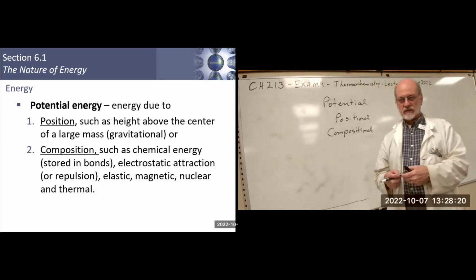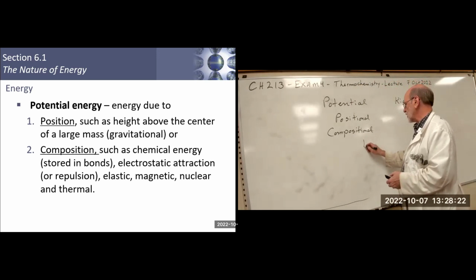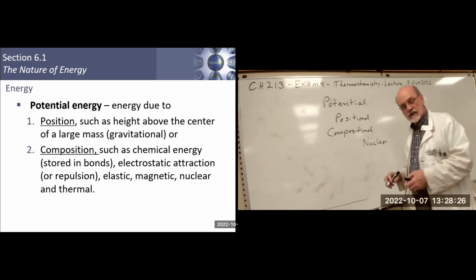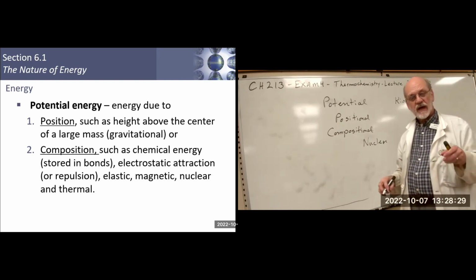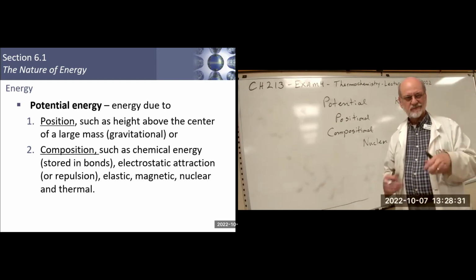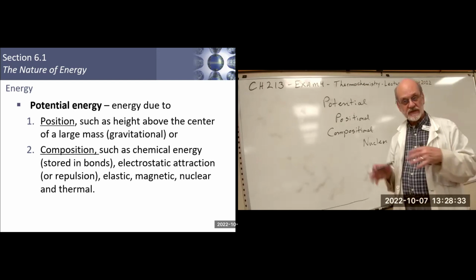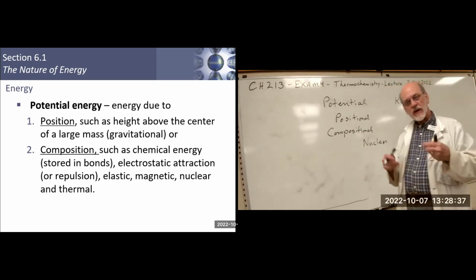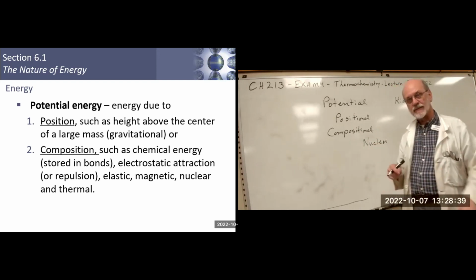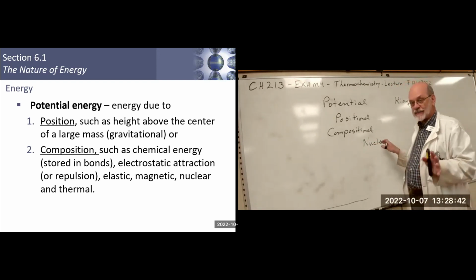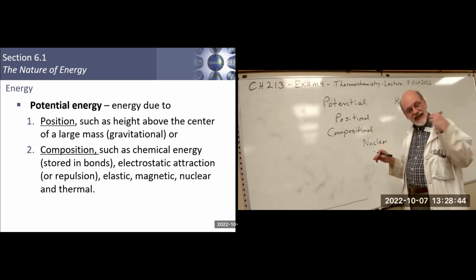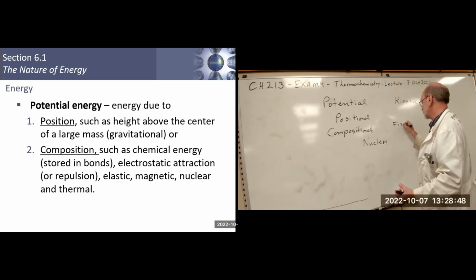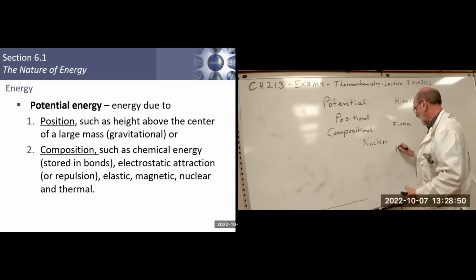Nuclear. So you can have nuclear potential energy. Well, there are branches of chemistry that deal with it, but nuclear potential energy comes from the nucleus of the atom. And there are two types. You can either get at that energy by fission or by fusion.